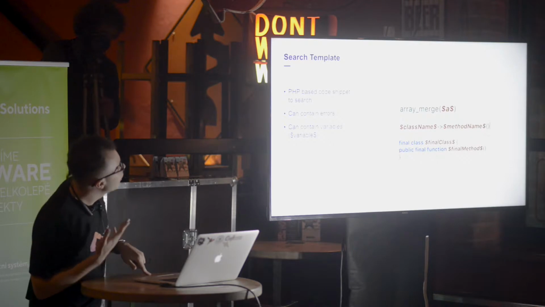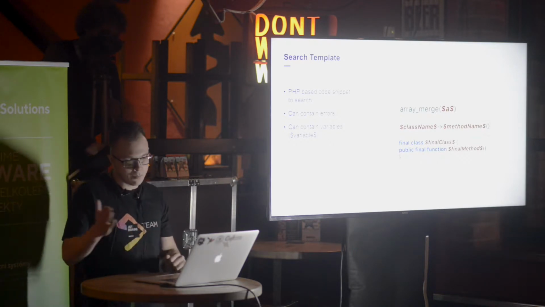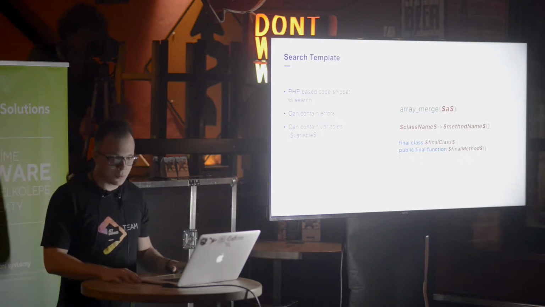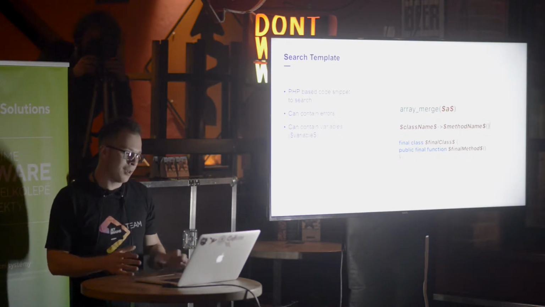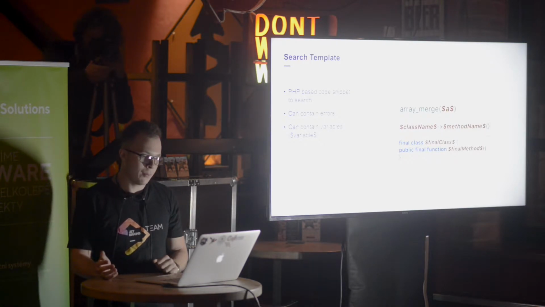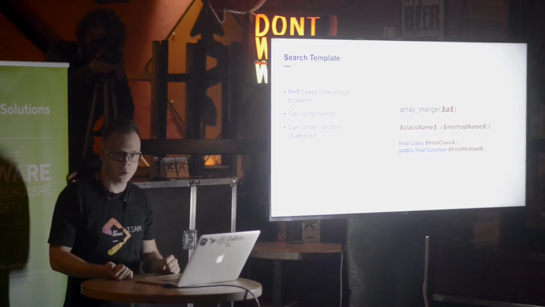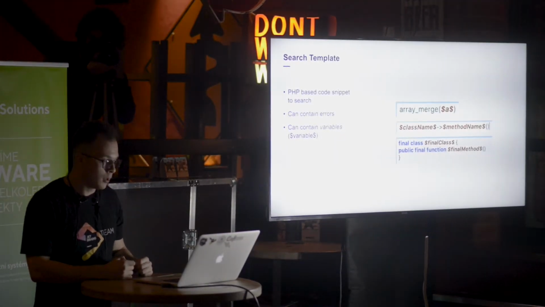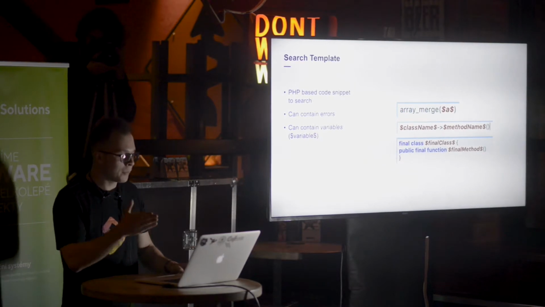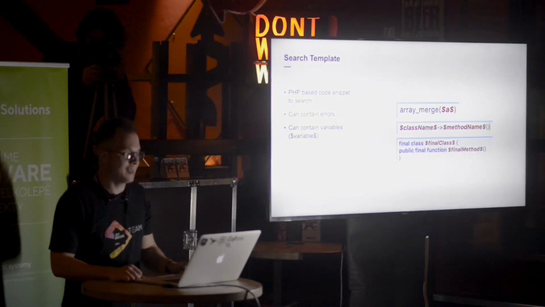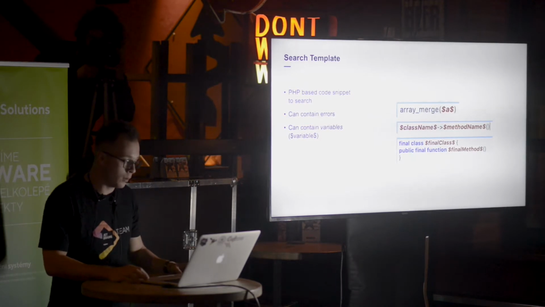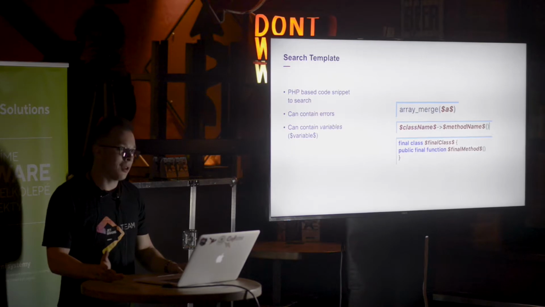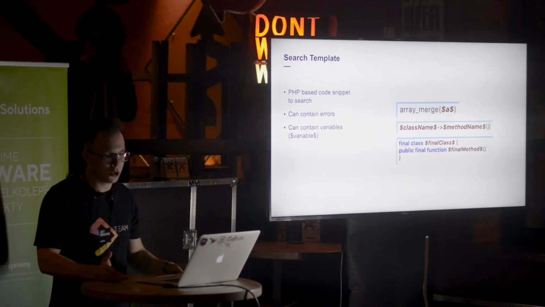Variables are some part of strings surrounded by dollar signs. As you can see, it's A in the first example, class name and method name in the second, and final class and final method in the third. From these examples we can already get a hint how it works: basically variables can match identifiers of our source code. So in the third case it will match identifiers or some expressions. For example, in the first example, variable A will match basically any expression that is passed as an argument.